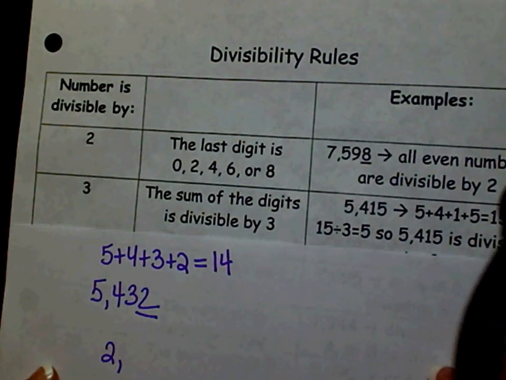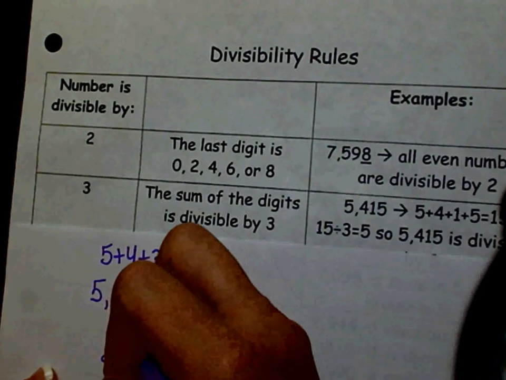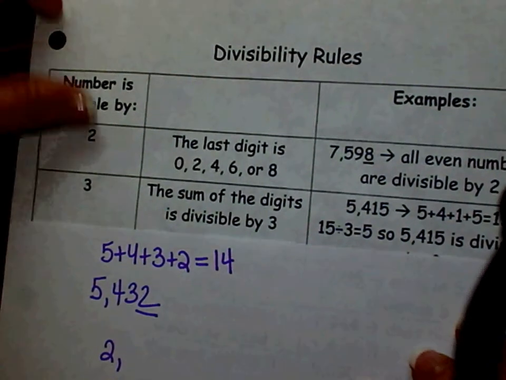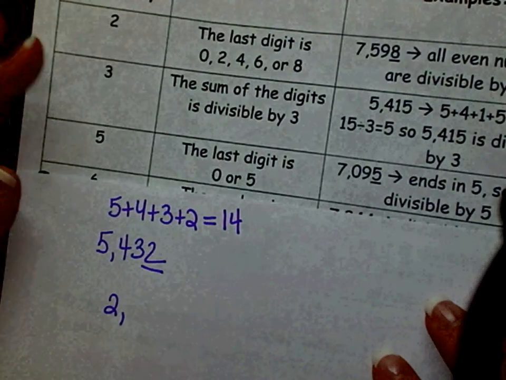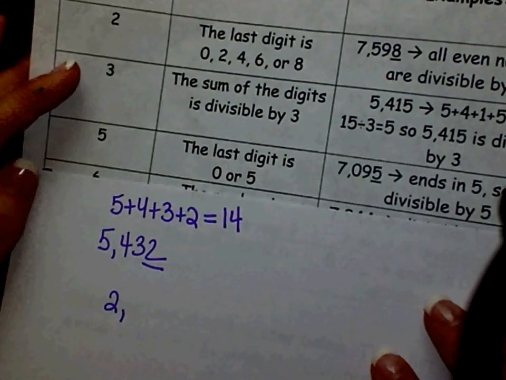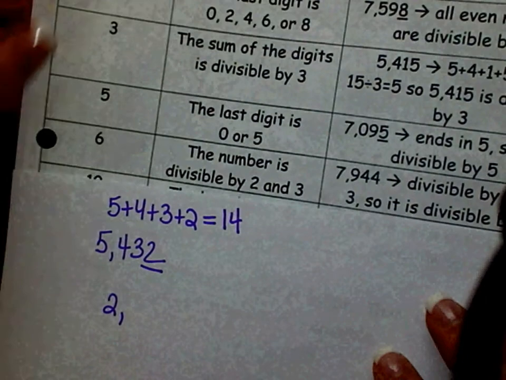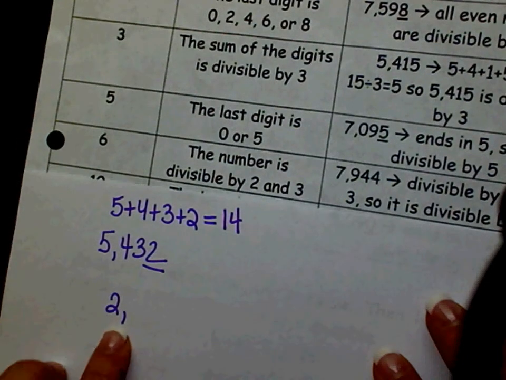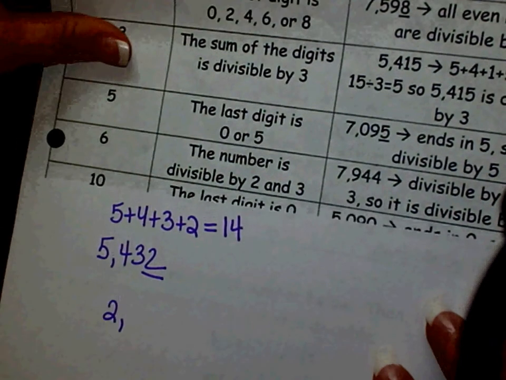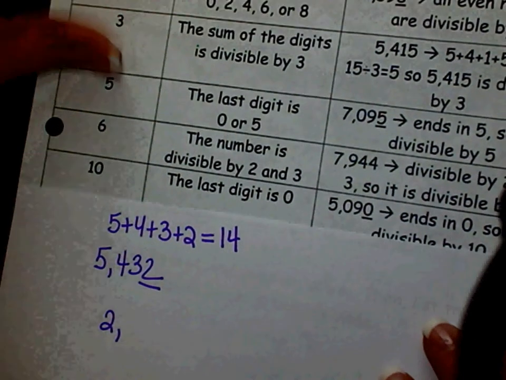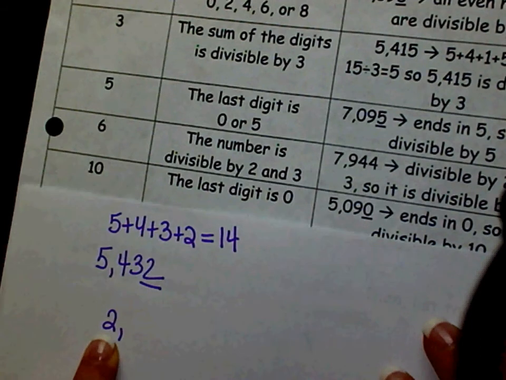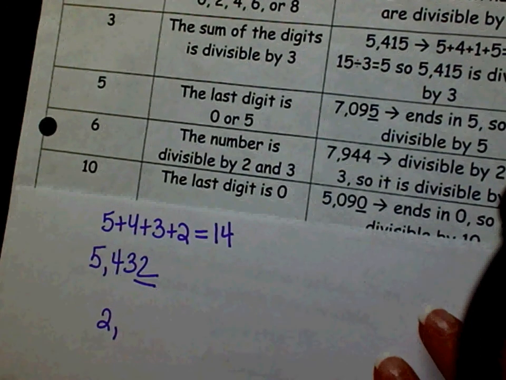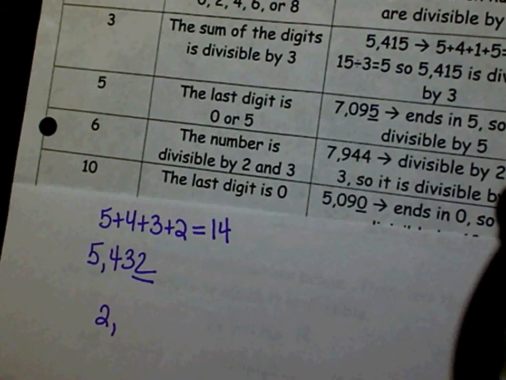14 is not divisible by 3, so we're not going to write down 3. 5, last digit has to be a 0 or a 5. That doesn't work. 6 says the number has to be divisible by 2 and 3. Nope, it's only 2. And then the last digit is 0. Nope. So this number, 5,432, is only divisible by 2. Okay, let's try another one. Maybe we'll get one that has a little more digits to it.